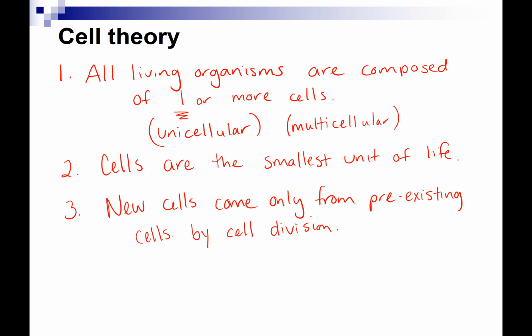But that's not true. So the cell theory, again, is kind of one of those, well, duh, we know this. But remember, this was really groundbreaking, that cells were the smallest unit of life. All living organisms are composed of one or more cells, and new cells come only from pre-existing cells by cell division.